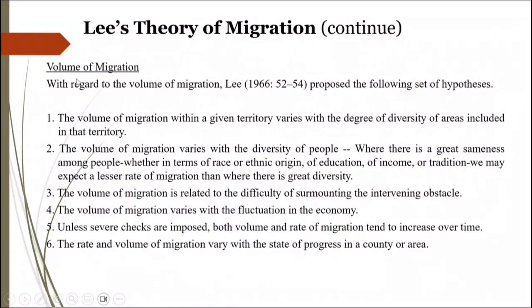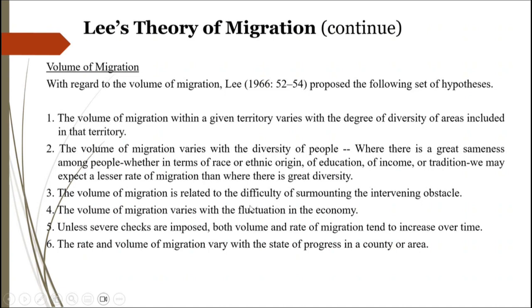Next, volume of migration. With regard to the volume of migration, we propose the following set of hypotheses. Hypothesis means you can test, right? You test whether it is correct or not. So these are 6. The volume of migration within a given territory varies with the degree of diversity of the area included in the territory. The volume of migration varies with the diversity of people, where there is a great sameness of people, whether in terms of race, ethnic group, education, income, tradition, we may expect a lesser rate of migration than where there is great diversity.